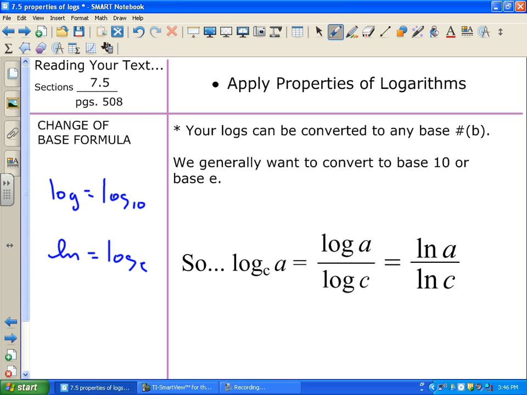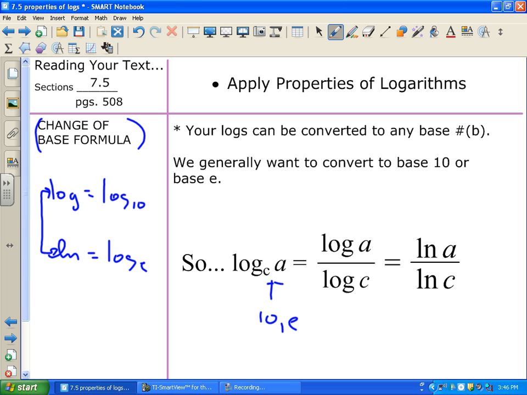However, many of the things that we've manipulated in class do not have a base 10, and they don't have a base e. They have a base of 3, a base of 4, a base of 1/2. But we have the change of base formula, and that allows us to go ahead and calculate any log we want, whether it be base 3, base 4, by changing it into a common log or a natural log.